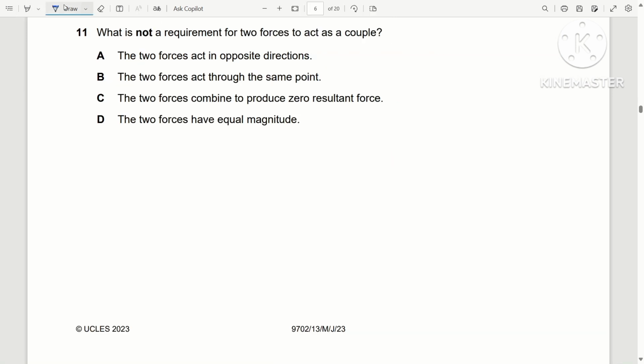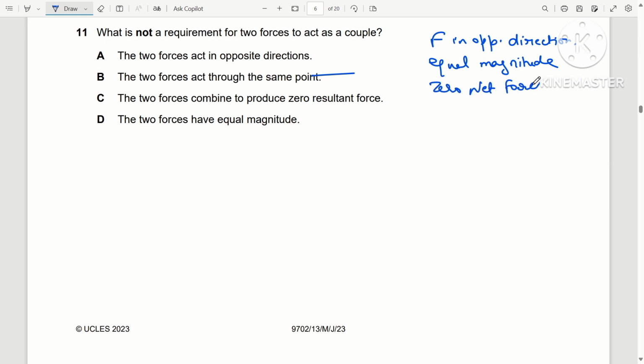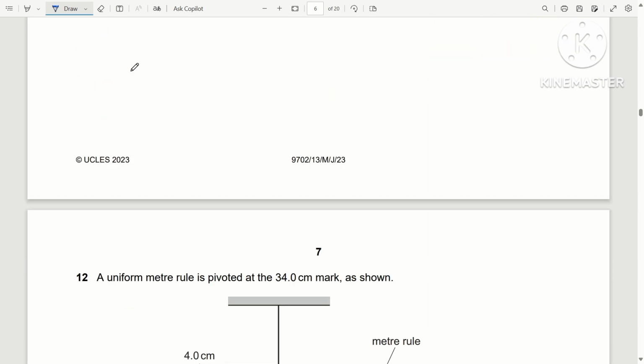Question number 11. What is not a requirement for the two forces to act as a couple? So we know that a couple is when two forces are in opposite direction, equal magnitude, so it will be zero net force. Now we can see the two forces actually, this can be the possible answer. This is the possible answer.